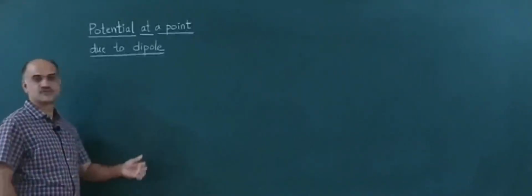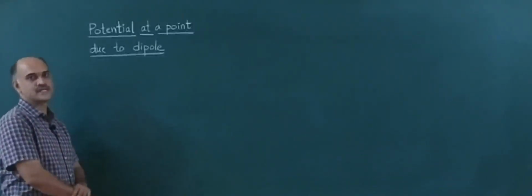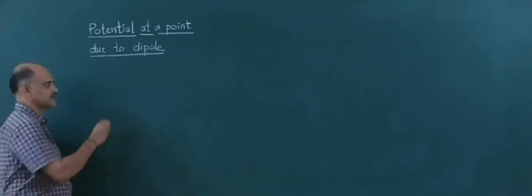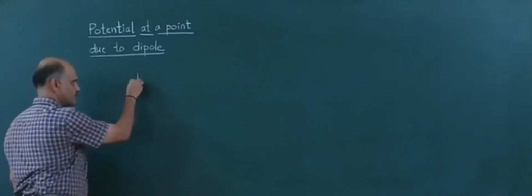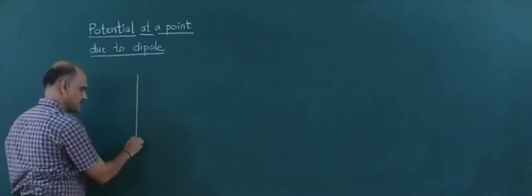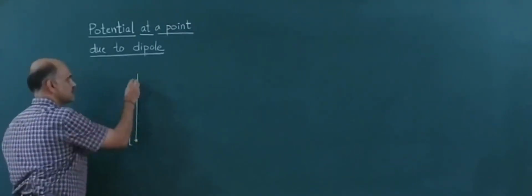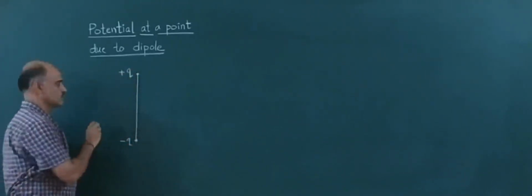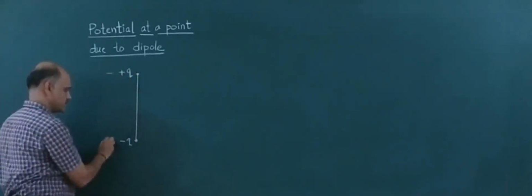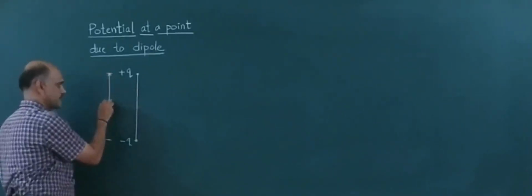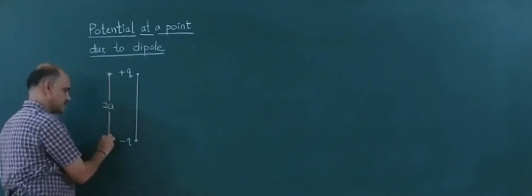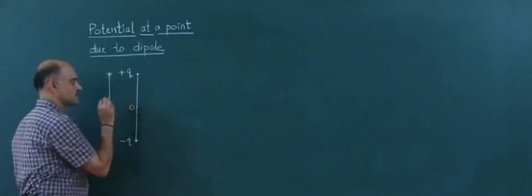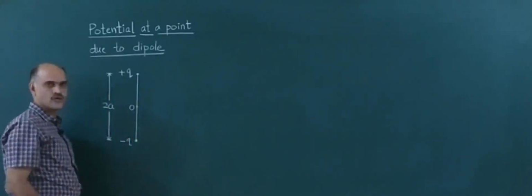Hello students. So today we will see potential at a point due to electric dipole. As you know, electric dipole consists of two point charges, minus q and plus q, separated by a distance 2a. O is the midpoint of the dipole.